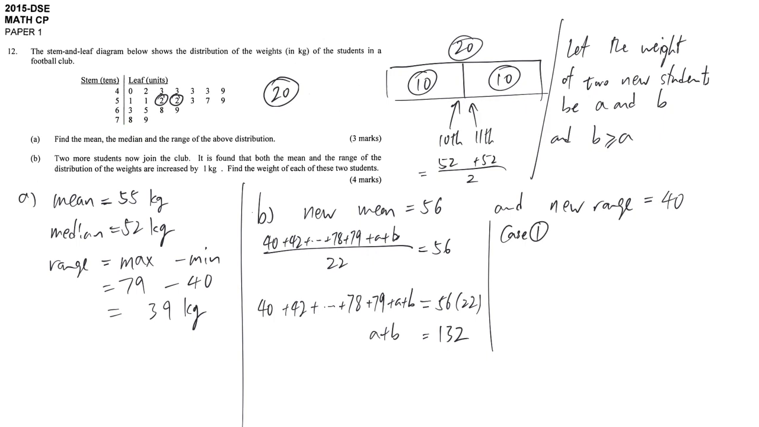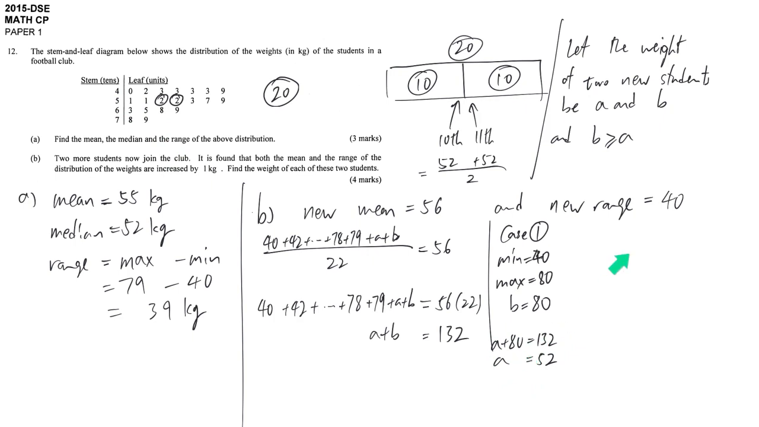Therefore, case 1 may be that the minimum is still 40, but the new maximum is equal to 80. Because we already let B be the larger one, that means this comes from the new value, B equal to 80. If B is equal to 80 and A and B are related in this way, we can get the value of A in this case. So A plus 80 equals 132, then A will equal 52. And then we check if that is feasible. 52 is within the middle, so it won't change the minimum. That's why this fulfills the requirement. This is one of the possible solutions.